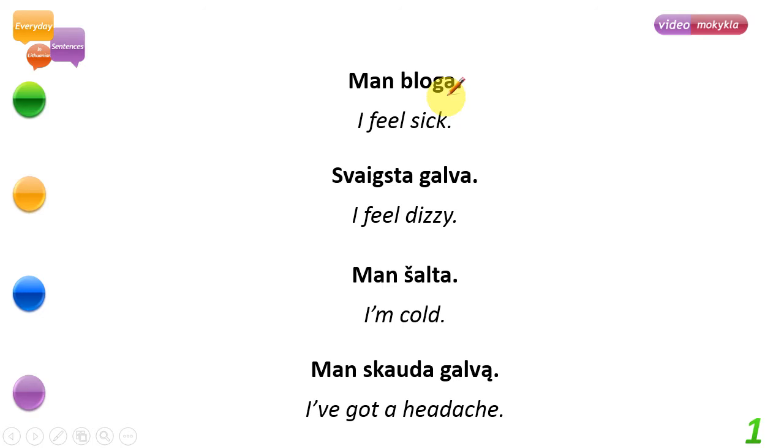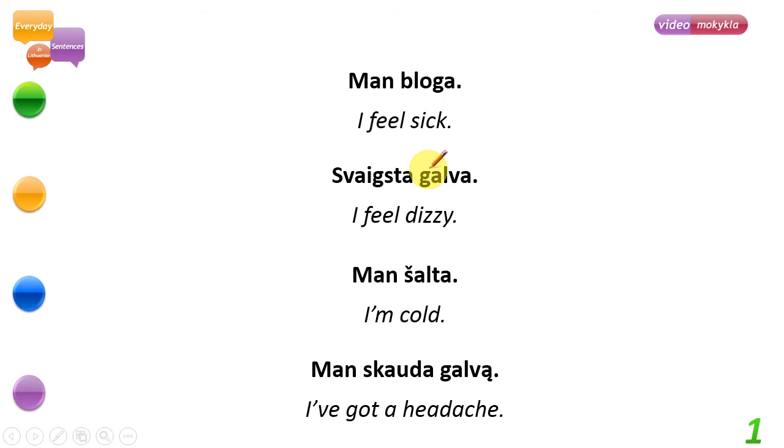Man bloga. I feel sick, about to vomit. Svaigsta galva. I feel dizzy. My head is somehow dizzy. Galva means head. So svaigsta, my head is feeling dizzy or something like that. My head feels dizzy. Svaigsta galva.